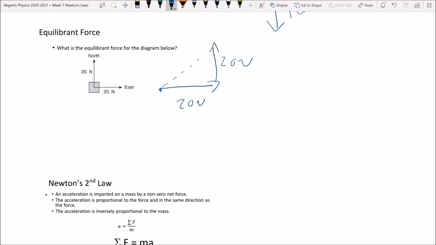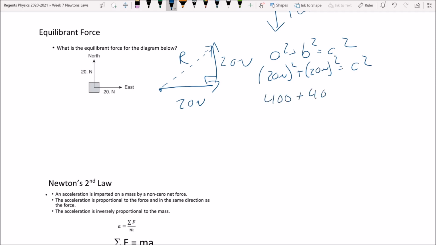And so I can combine these by using the Pythagorean theorem. Right? So a squared plus b squared is equal to c squared. And so if we look here, this is going to be 20 newtons squared plus 20 newtons squared is equal to c squared. Well, 20 squared is 400, so I get 400 plus 400 is equal to c squared. So I take the square root of 800, and that tells me that c, the magnitude of the resultant force, is 28.3 newtons. So I can combine these two and say, okay, this force points up this way with a magnitude of 28.3 newtons.